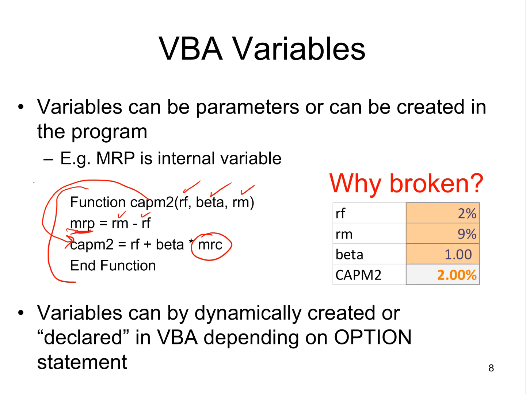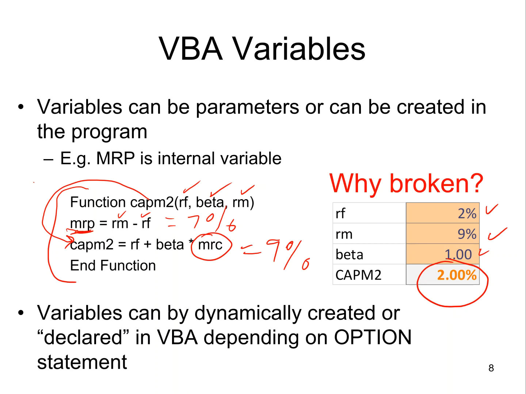mrp takes on the value of rm minus rf, so using this data, it should be 9 minus 2, which is 7%. So capm2 should be equal to the risk-free rate, which is 2%, plus 1 times 7%, so the answer should be 9%. However, if you insert this program, what you'll notice is that it gives you a value of 2. So let's explain why that's happening.